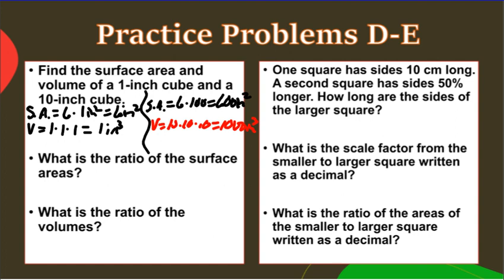What is the ratio of the surface areas? So the ratio of the surface areas, we compare the surface areas at 6 to 600, which would equal 1 over 100. And then we have the ratio of the volumes, which is 1 cubic inch over 1,000 cubic inches. So this would be 1 over 1,000.